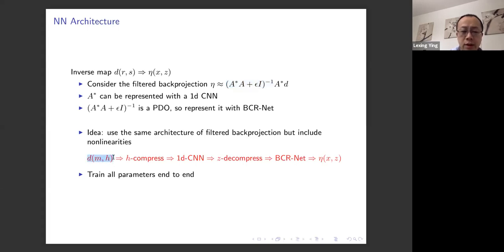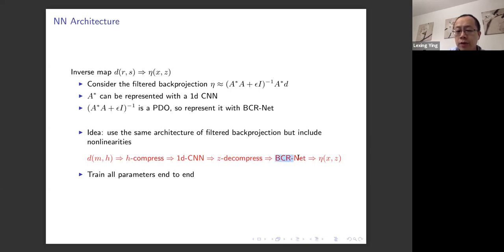Given my data, first I shuffle it to represent the data in the M and H coordinates rather than the receiver-source coordinates. Then I use compression in the H variable to reduce the number of channels, and then a bunch of 1D convolutions with multiple channels. Finally, I decompress in the Z variable, okay? The compression and decompression can also be represented as a convolutional neural network with a convolution mask of size 1 in the spatial X direction. So all this work is in the coordinate directions H and Z.